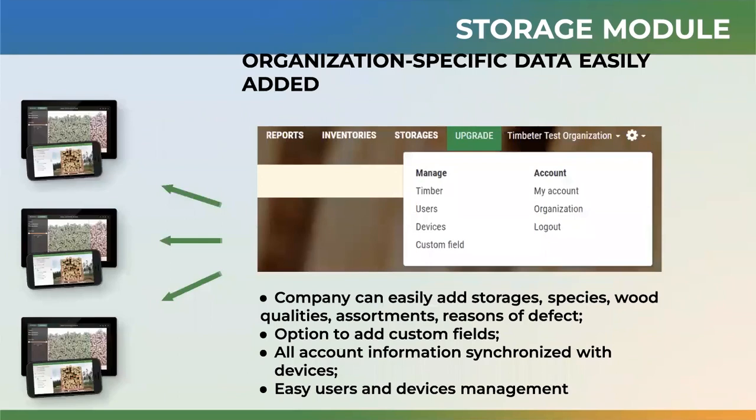Then any kind of organization-specific data can be very easily added. And this data that you add in our cloud-based storage module will synchronize to the devices for the application users to start implementing in the measurements. So what you can add here is any storages, tree species, wood qualities, assortments, and reasons of defect that are not in our system by default. Then the option to add custom fields.